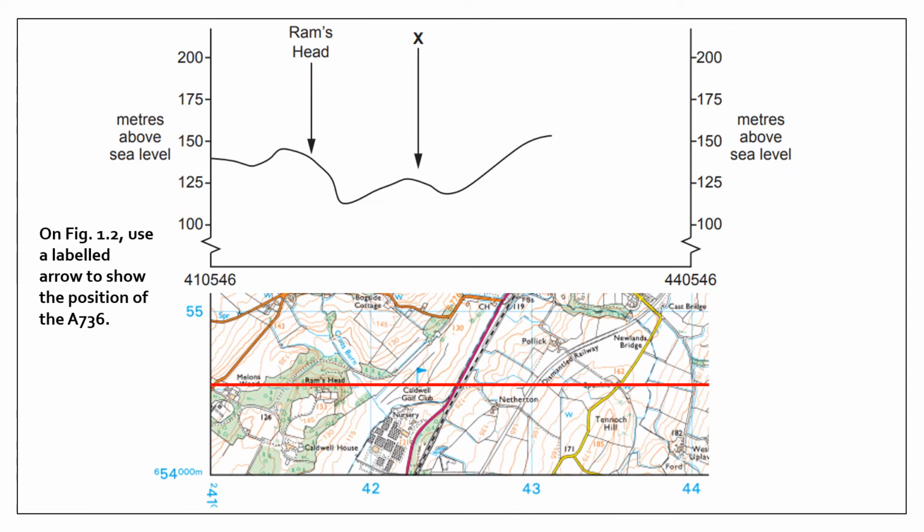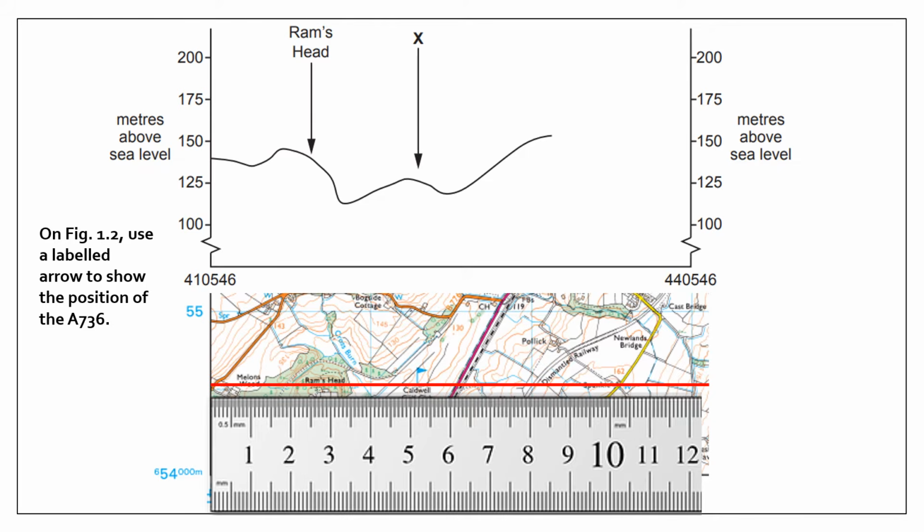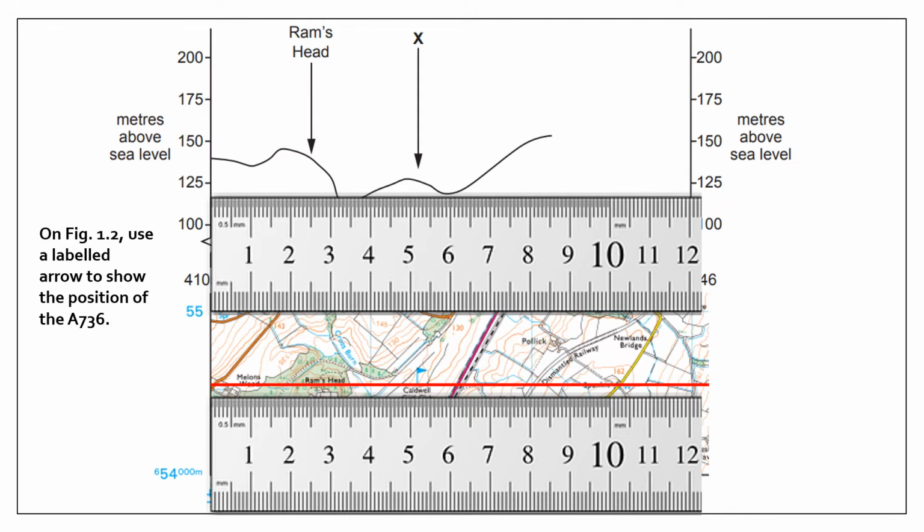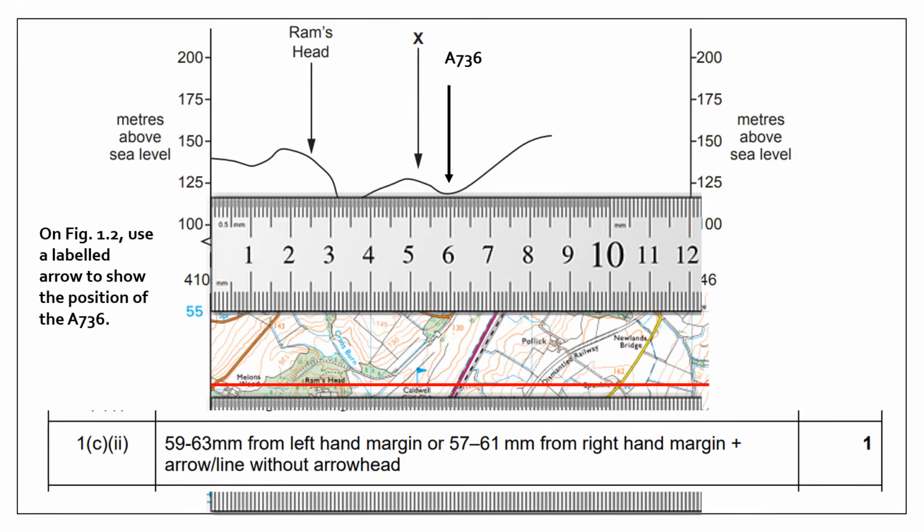So the next question asks us to use a labelled arrow to show the position of the A736. So again, I'm going to take my ruler, and from that I'm going to measure the A736. I've looked at the key and I know that from the key an A road is red. So that roughly appears at about 6 centimetres, which makes my job a bit easier. So I'm going to place 6 centimetres onto the figure. And I'm going to put a labelled arrow, so I'm going to use the example of Ram's Head. And I'm going to copy that exactly and put that onto my map, so A736. And if I look at the mark scheme, it says 59 to 63 millimetres from the left-hand margin.